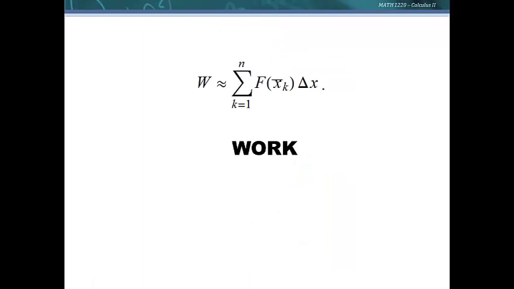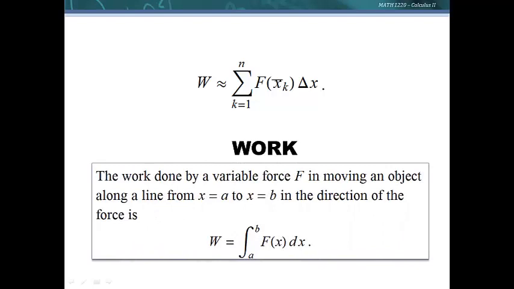We'd sum up these n intervals and we'd have the force on that representative x bar sub k in the kth interval, multiply it by our little distance for that interval, which would be delta x, and then we would let the number approach infinity, and of course then our delta x is going to approach 0, and we have our integral. The work done by a variable force F in moving an object along a line from x equal a to x equal b in the direction of the force is the integral from a to b of f of x dx.